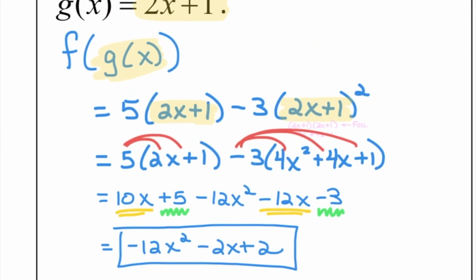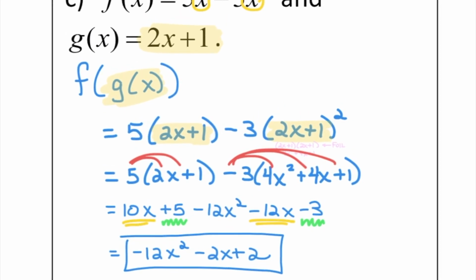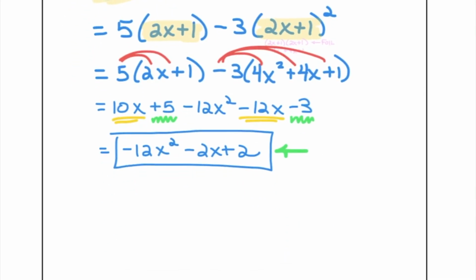Now, because neither of the original functions, f or g, have any restrictions on the domain, and your answer wouldn't have any restrictions on the domain, then your domain is just going to be all real numbers.